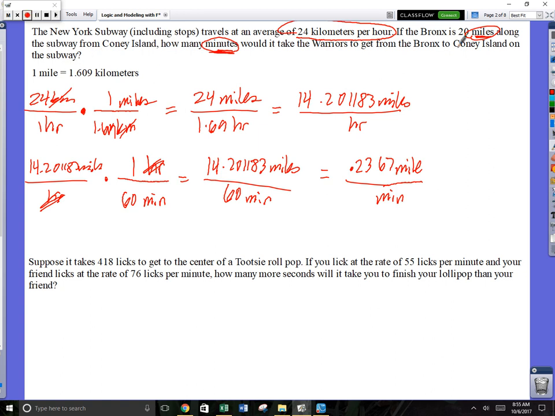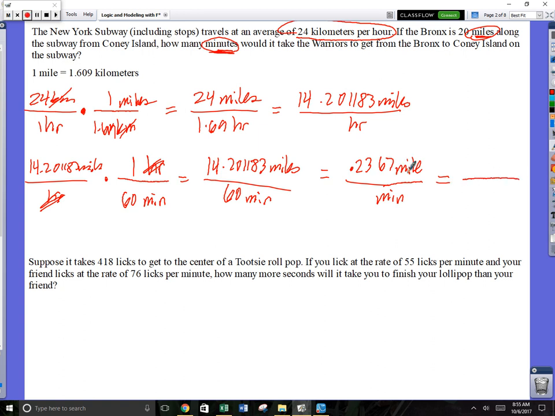Now the question is, I need to travel 20 miles. So how long is that going to take me? How many minutes is it going to take me? And we estimate it's going to take more than an hour. So here we go. I'm going to use this rate, and I'm going to use a proportion. So proportions are going to make this piece of cake.